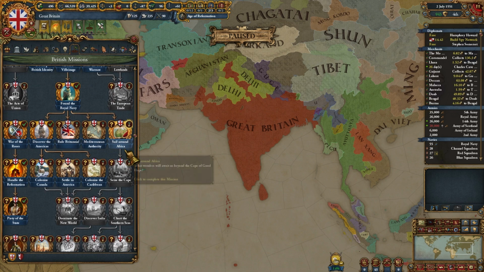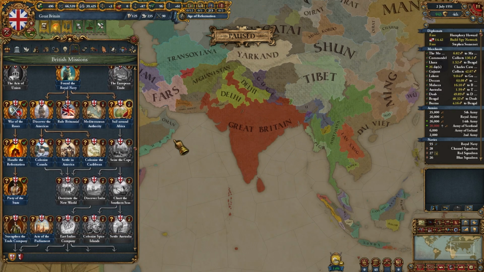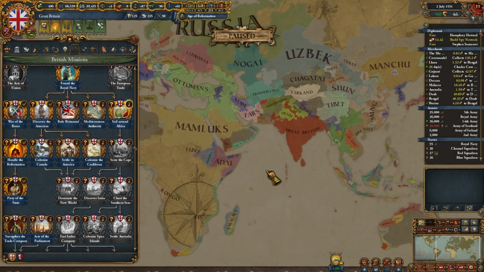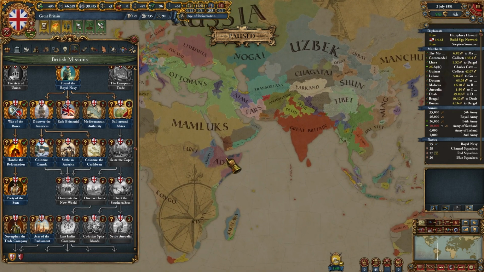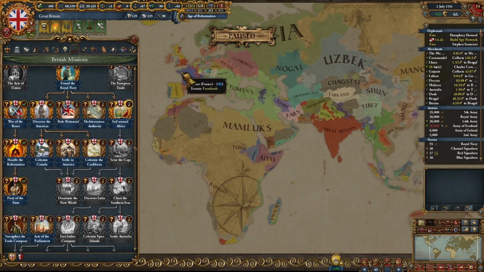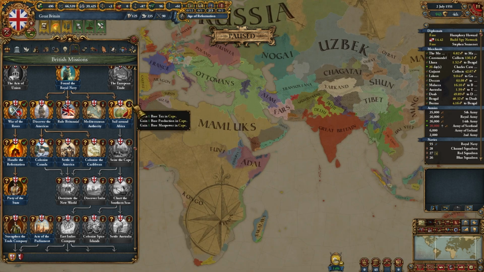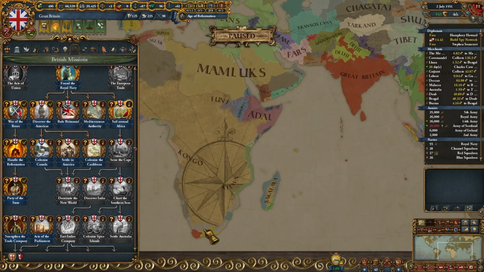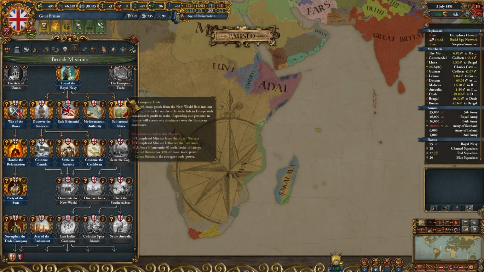But most importantly is, I can of course now, as I'm Great Britain again, click the same missions that I've already clicked once in this campaign as England. You see, this time I'm not getting a colony, because I already have that province, of course.